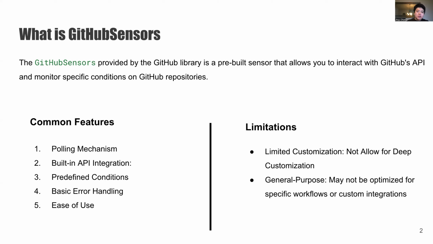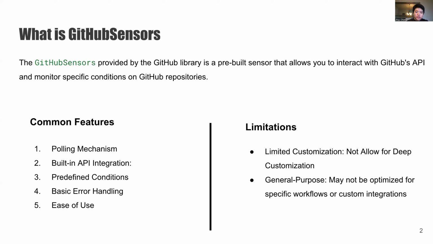Second one, built-in API integration. The sensor integrates directly with the GitHub API, abstracting away the complexity of making API requests. They make it easier for developers to monitor a GitHub repository without needing to write custom API integration code. Third one, pre-designed conditions. The GitHub sensor usually comes with pre-designed conditions that are commonly needed, such as checking if a file exists, if a pull request has been merged, or if a GitHub Actions workflow has completed.